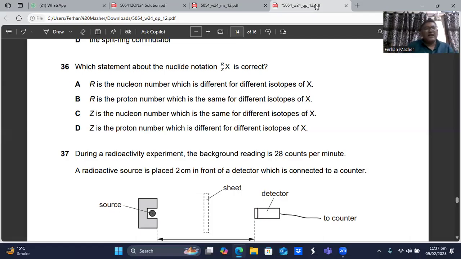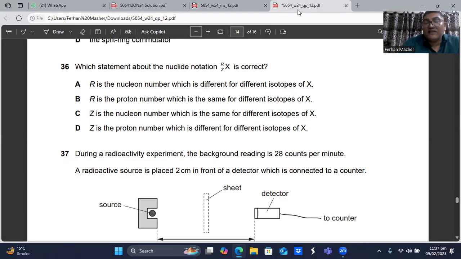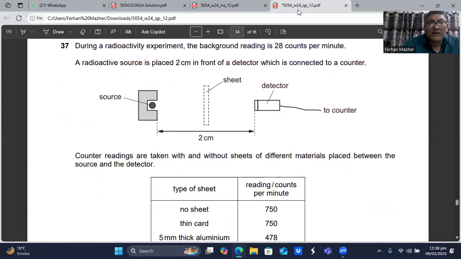So A looks good to me. B says the proton number, which is wrong. In choice C, saying it is the nucleon number is wrong. D says it is the proton number which is different for different isotopes of X, that is wrong. The proton numbers of the different isotopes are the same, but their nucleon numbers are different. A, I think, is the right choice, sir. Question number 36, A is the right choice. That is the definition of isotopes: they have the same proton number, but their nucleon number is different.